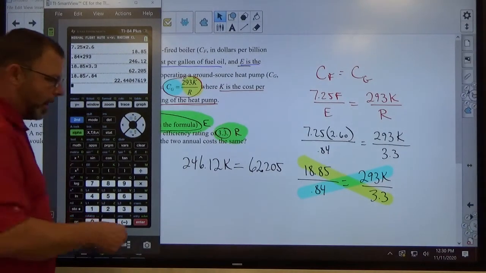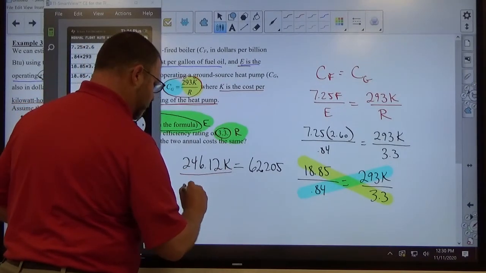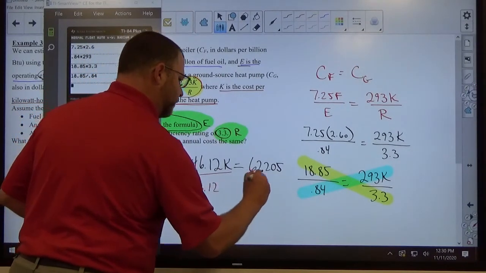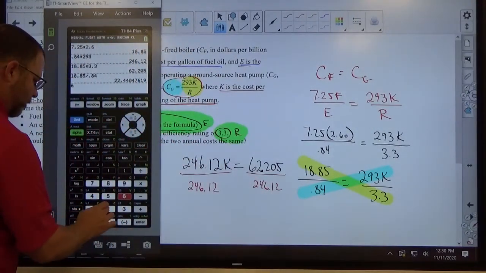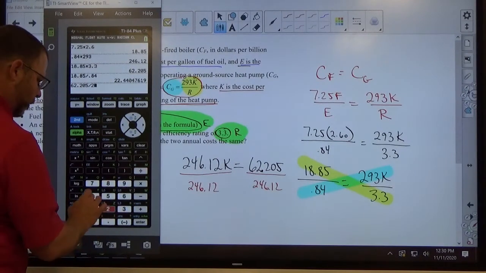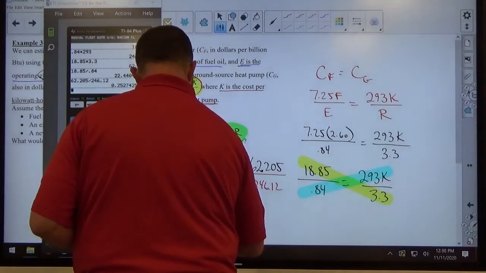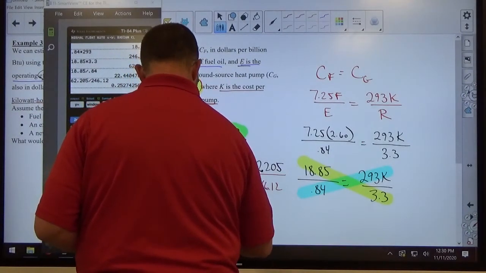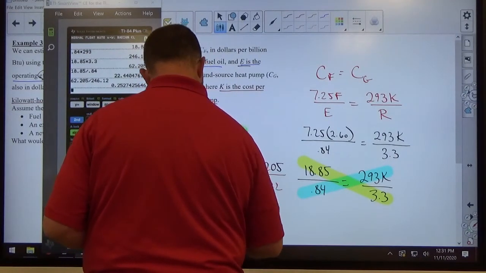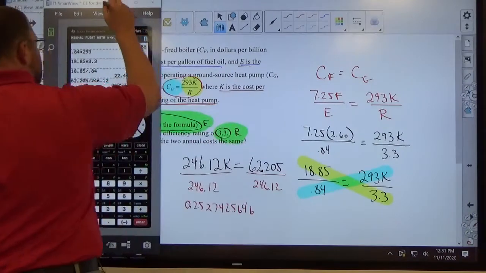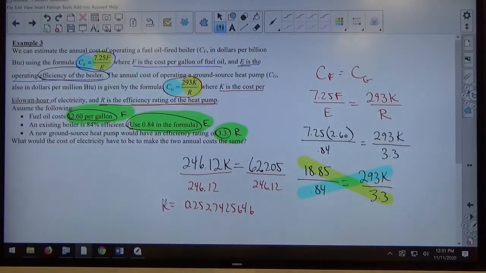So now to get what K equals, K is being multiplied by this number 246.12, so I'm going to divide by 246.12. And 62.205 divided by 246.12 comes out to 0.2527425646. My calculations are done there. K equals that. Let's look back at what K represents.